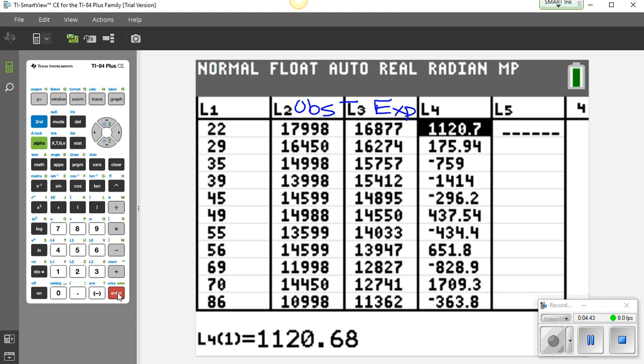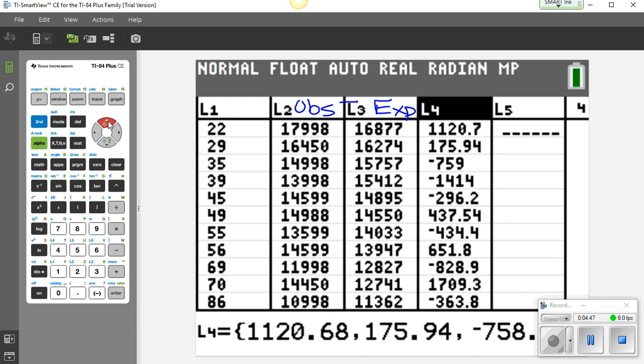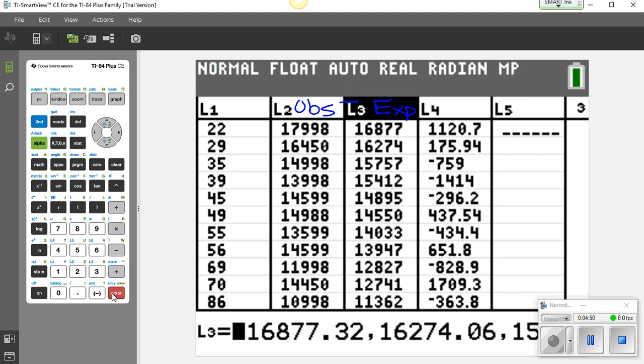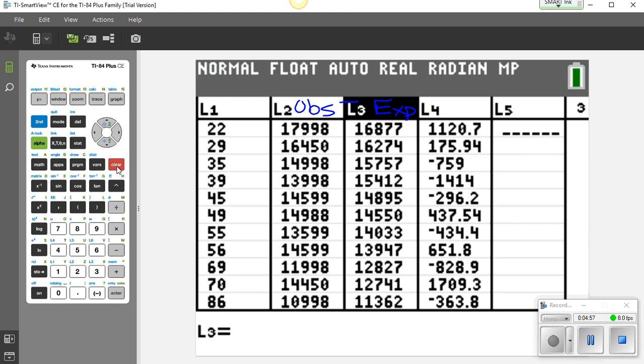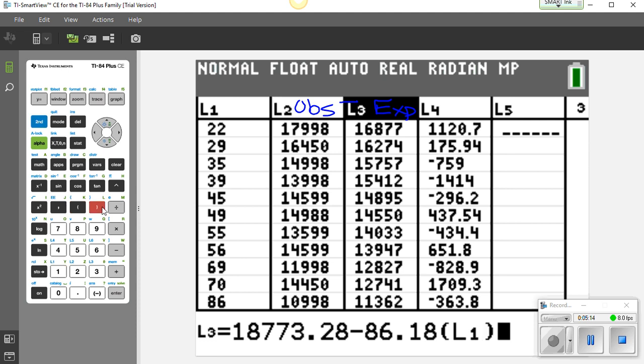Question, JT. L3. Okay, so L3, did you go up here and then press enter when you highlighted? So now you type in the least squares regression line. So to type that in, that's 18,773. So you have to press enter to be able to type, minus the 86.18. And that's what we did in class yesterday in terms of calculating. We calculated the least squares regression line yesterday. And then we're going to do second one, and that's going to give us all of those predicted values.